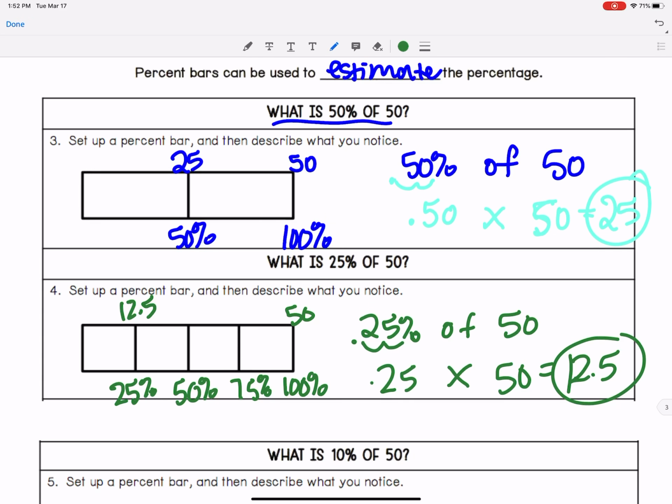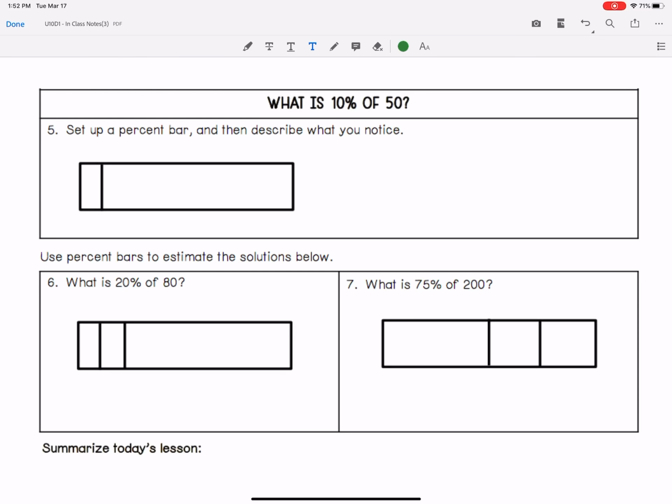Let's see, 50% of 50 would be 25. So if you wanted to estimate, here's what you could do. You could say, oh, what's half of 50? 25. And what's half of 25? 12.5. That's how you could estimate. All right, let's move on to the next question, which says, what's 10% of 50?